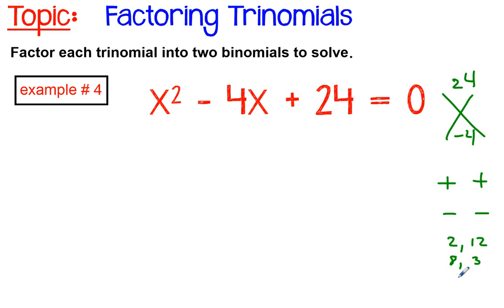8 and 3, 6 and 4. And 1 and 24. But no combination of two negatives, right? Because I have to have a positive answer, but I have to have a negative sum. But none of these are going to sum to -4.